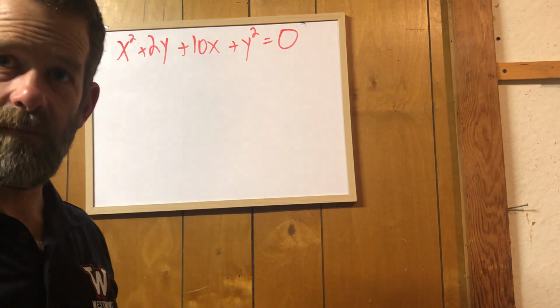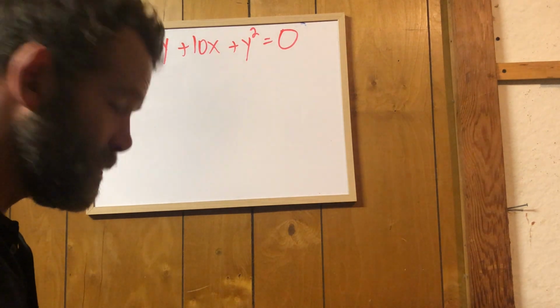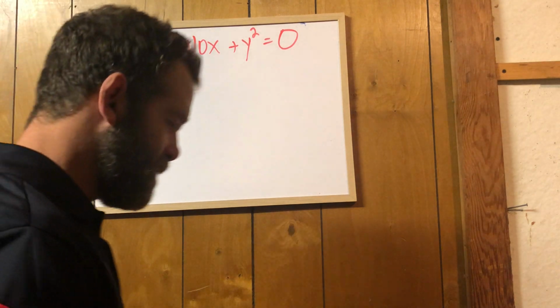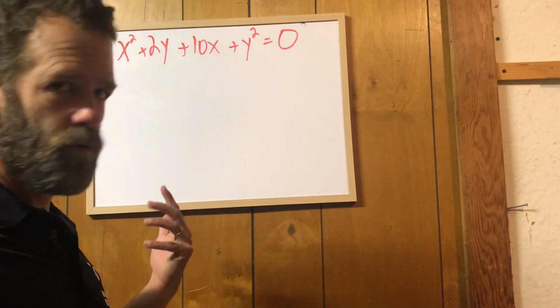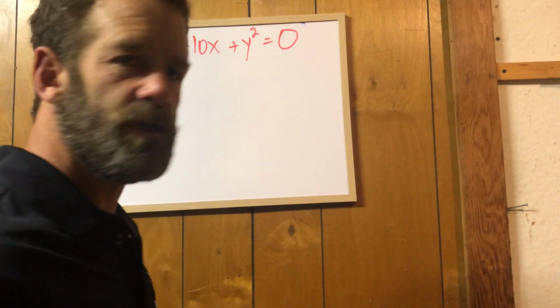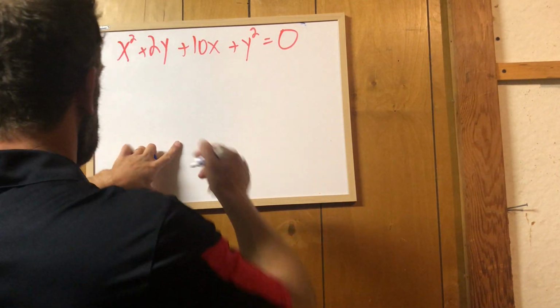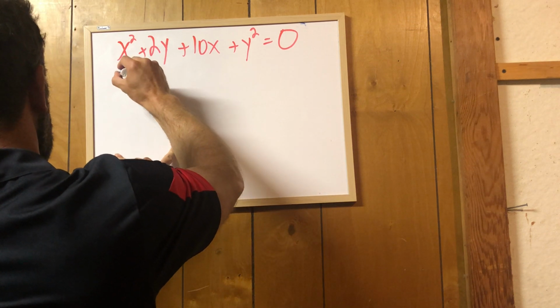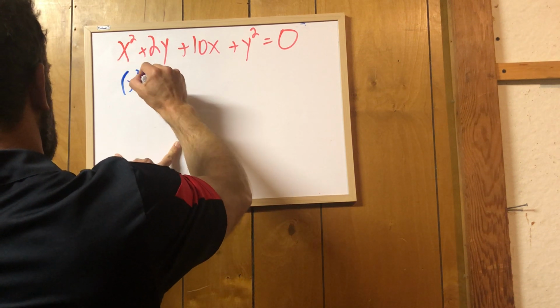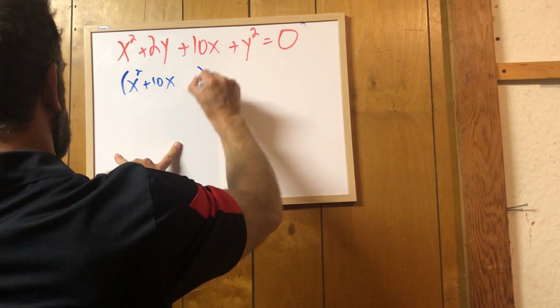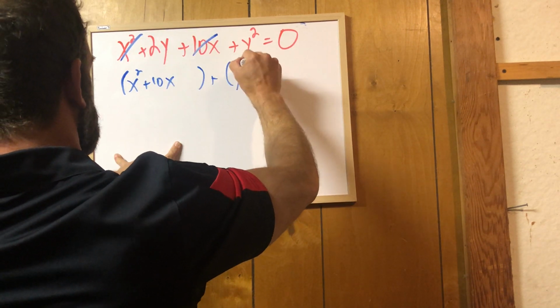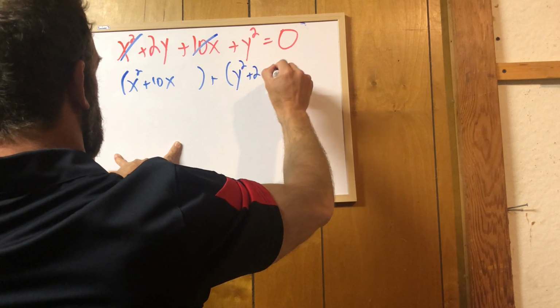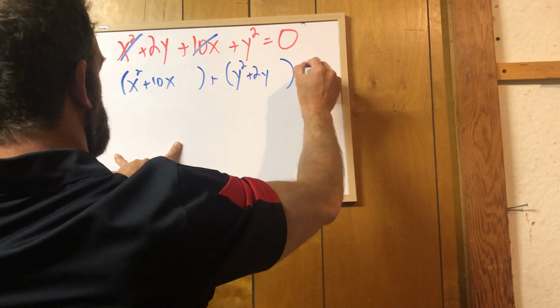Okay, now that you paused it and you went and hopefully you got the right answer, let's check it out. I'm going to go through this one a little faster because I'm going to assume that this is going to be our fourth one that we've done. This should be somewhat familiar to you. Now, group your x's together. X squared plus 10x. I'm going to leave a little blank space. Group your y's together. Y squared plus 2y. Leave another blank space equals 0.